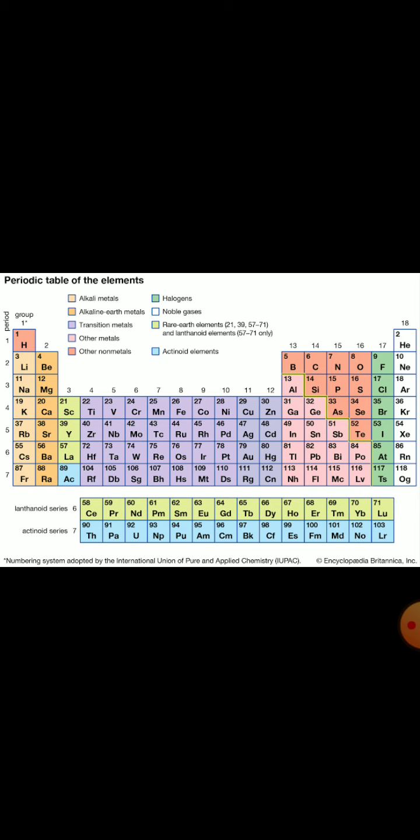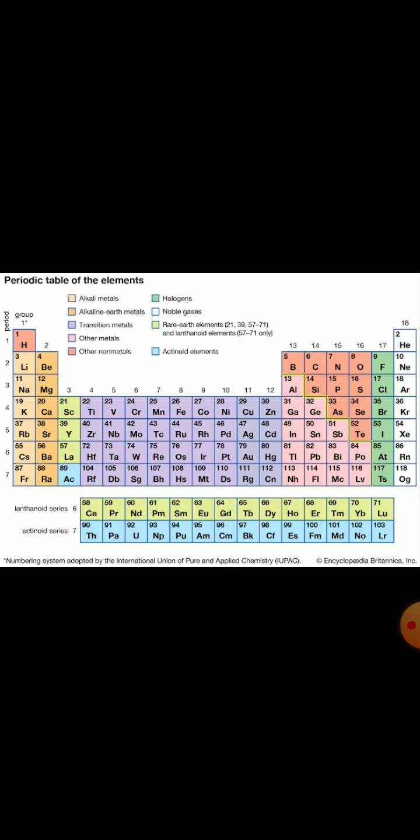Students, there are different names assigned to these groups, but here we will not remember the names of groups, only the number: group 1, group 2, group 3 and so on. When you go to higher standards, there you will study the names also.